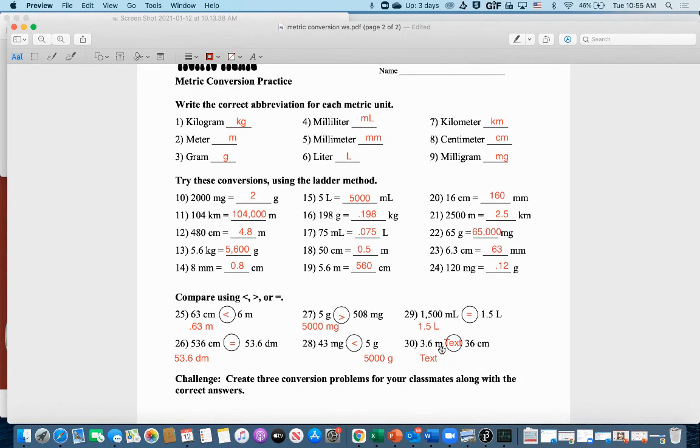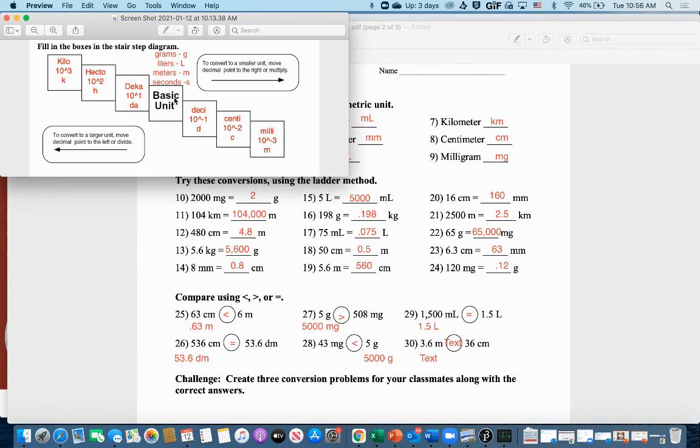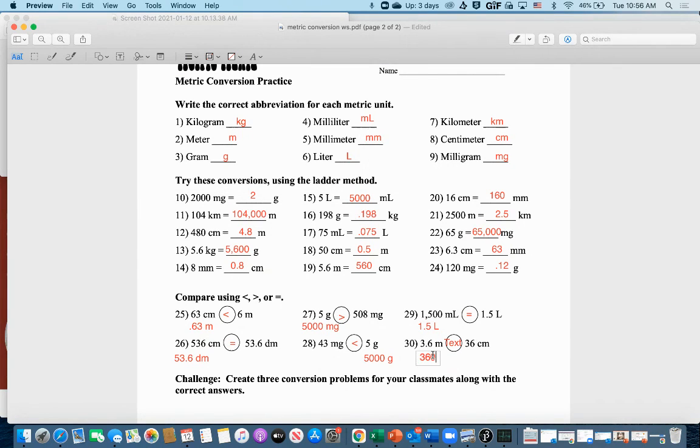And then 3.6 meters to centimeters. Let's go ahead and convert that. Meters down to centimeters is 1, 2 to the right. So this would be 360 centimeters, which is definitely greater than 36 centimeters. So hopefully you feel a little bit better on this here. You got some more practice in how to go from one SI prefix to another SI prefix, getting that conversion.